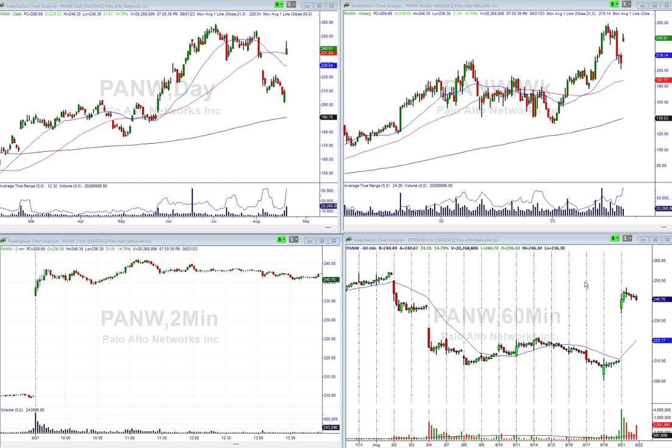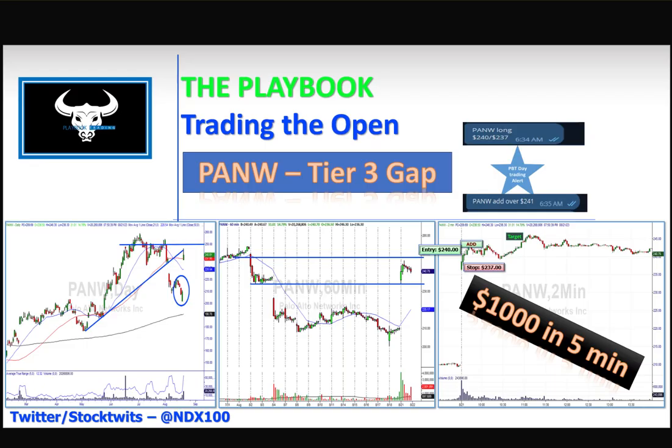Now what was good about it is the hourly chart that got my attention on this one. And there is that trading void that I often talk about. And I upgraded the entry to a tier 2 entry. And the entry was pretty simple on this one. As you can see here, the alert went out at 6:34 at 240, and then we added over 241.